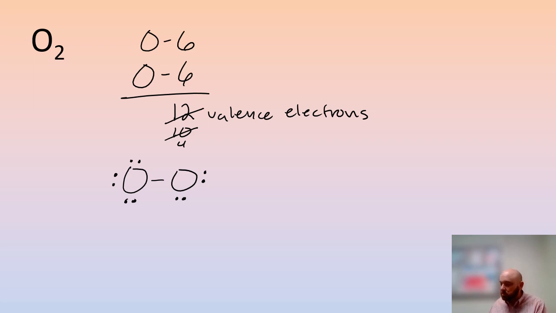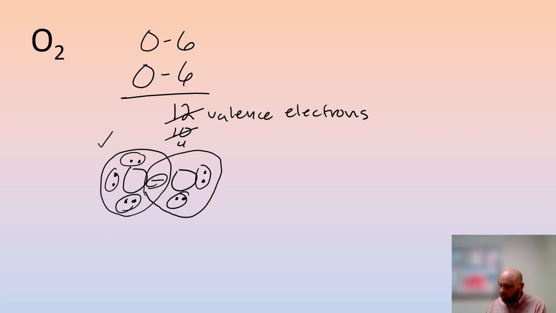So we can see that this oxygen here has 2, 4, 6, 8 electrons. He has satisfied his octet. This oxygen here, however, only has 2, 4, 6 electrons. He has not satisfied the octet. So something has to be done.